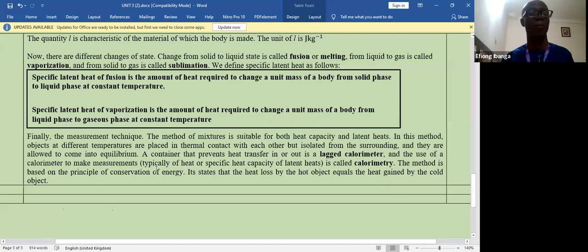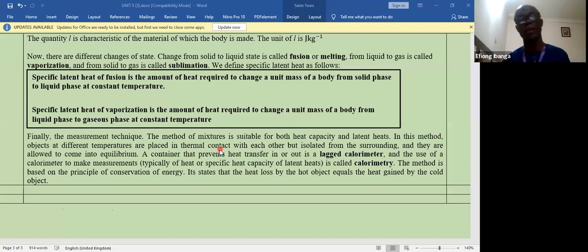All right, so finally, we take a look at measurement technique. I said the method that is suitable for the measurement of both specific capacity and latent heat is the method of mixtures. In this method, objects of different temperatures are placed in thermal contact. That is, they are placed in such a way that heat can flow from one to the other.